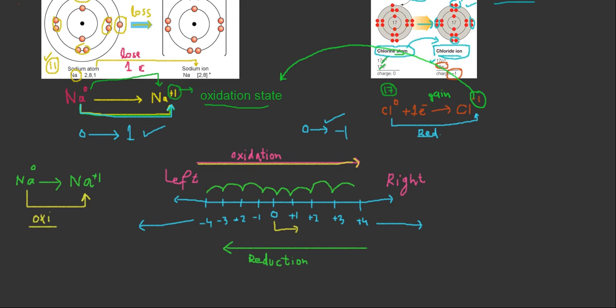While in case of chloride ion, as we have discussed, the chlorine atom having 0 charge, after the gain of an electron, is converted into chloride ion, Cl with negative 1 charge. So what does this mean? It means we have moved from 0 to minus 1. The charge is decreased from 0 to minus 1.